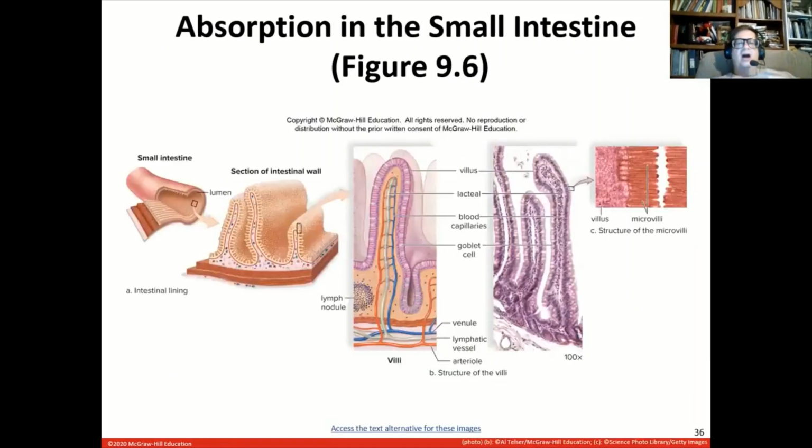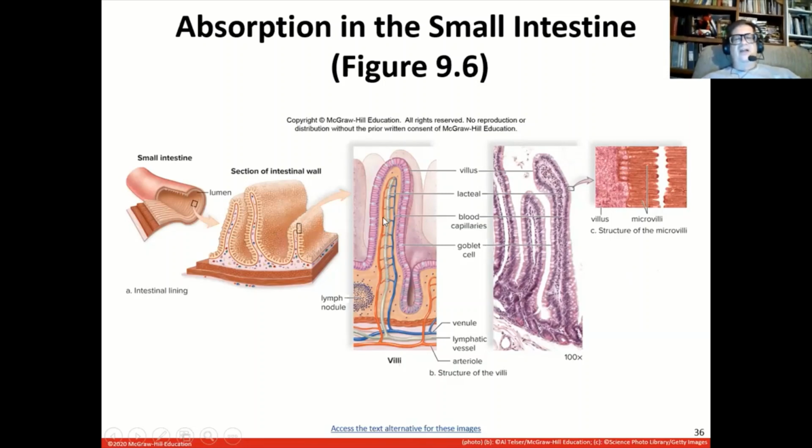Moving on. Okay, so here we have the lumen, we have these circular folds, and then on the circular fold, we have villi, and each cell lining the villi is full of a bunch of microvilli. They form this fuzzy brush border. All right.